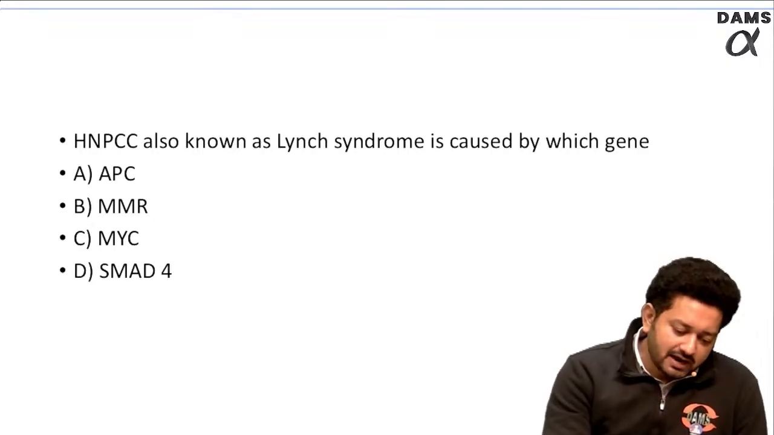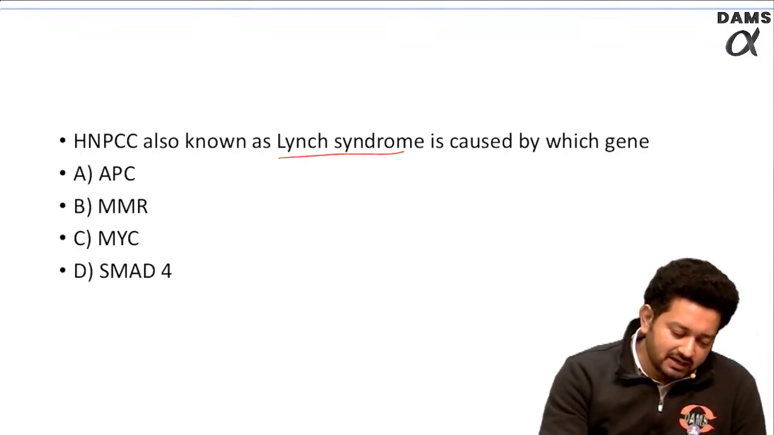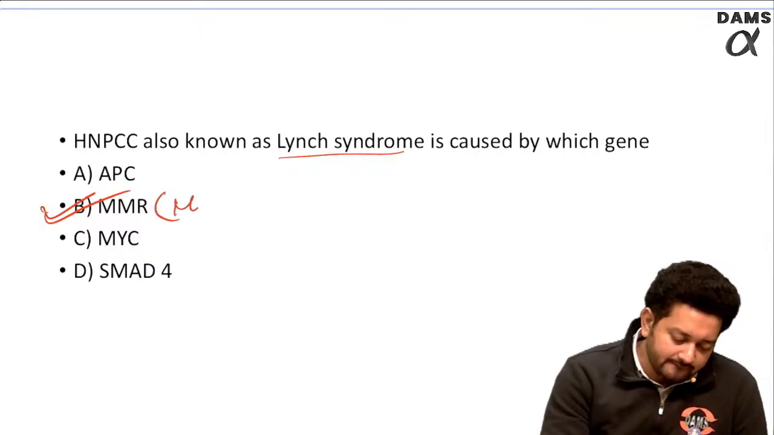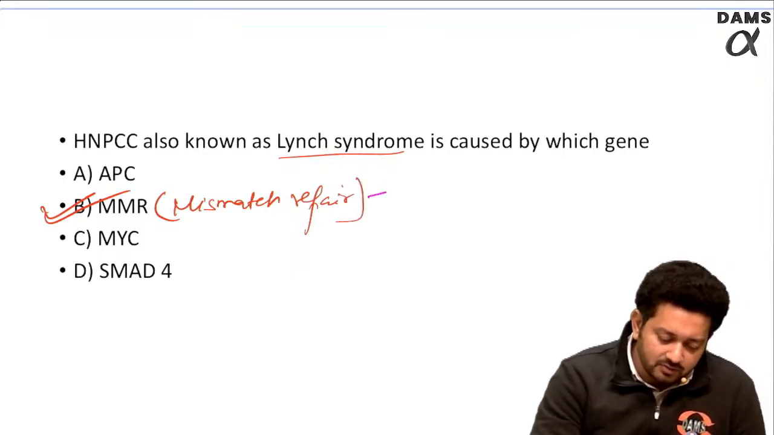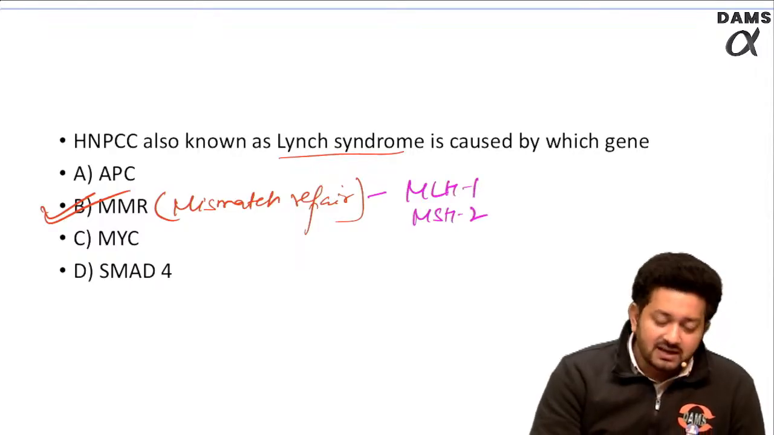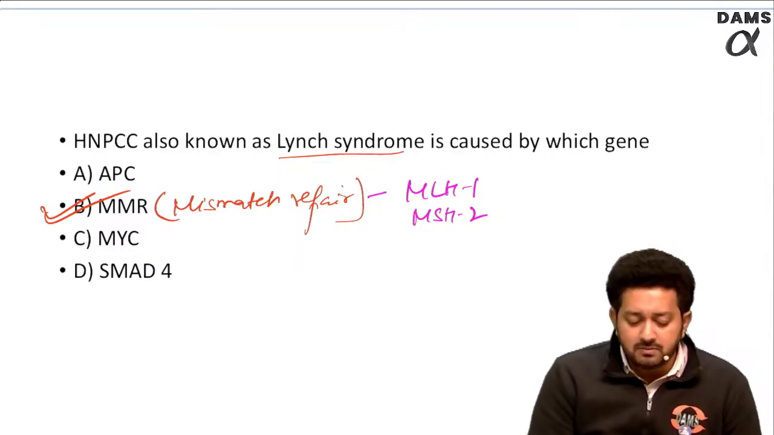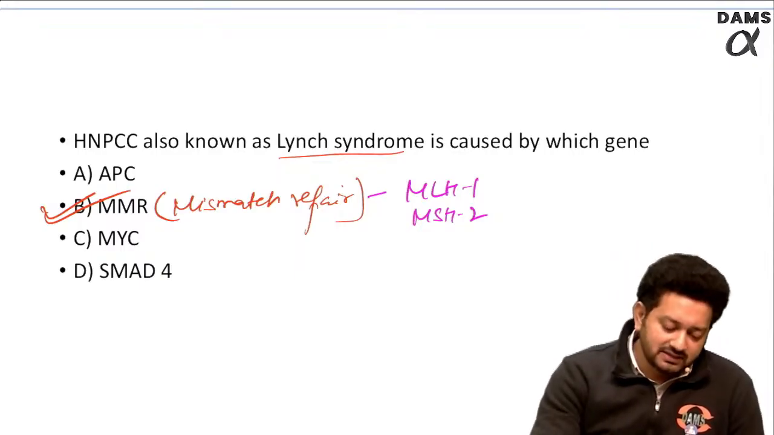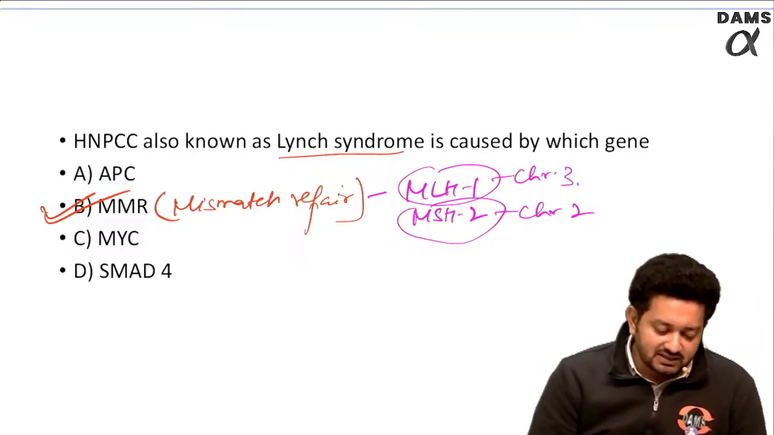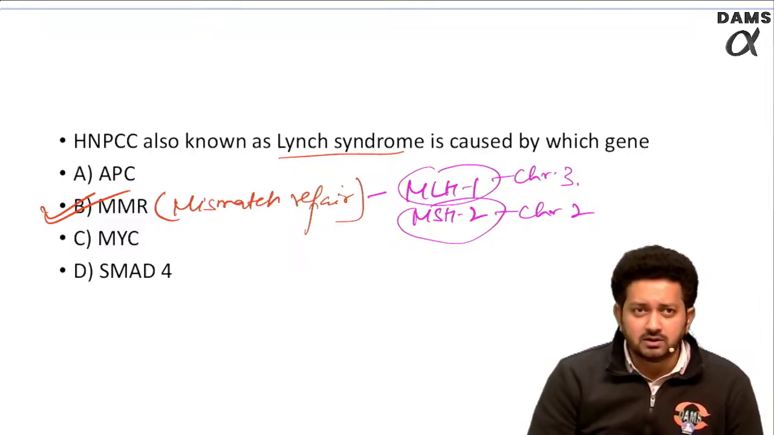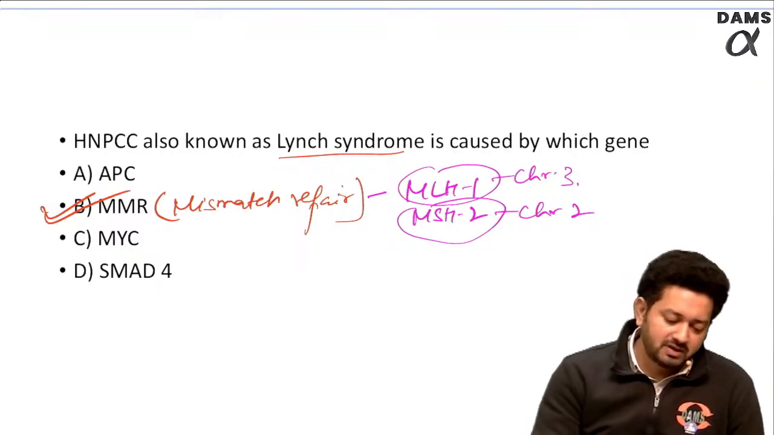HNPCC, which is also known as Lynch syndrome, is caused by which gene? It is the mismatch repair gene. There are lots of genes, like 6 to 7 genes, but the most common ones are MLH1 and MSH2. There is MSH6 also, there is PMS1, PMS2, but these are the two common genes. MSH2 is present on chromosome 2, MLH1 is present on chromosome 3. The APC gene you will see in the FAP syndrome. Mismatch repair gene.